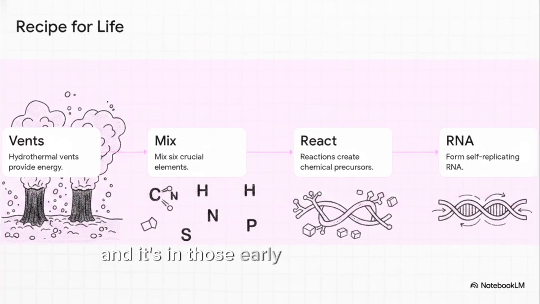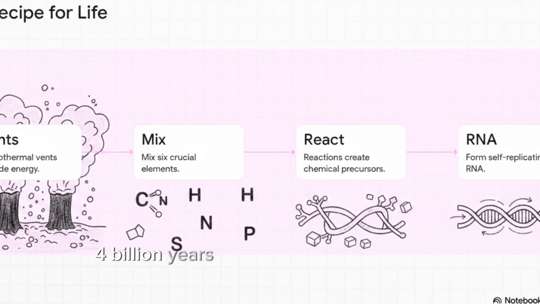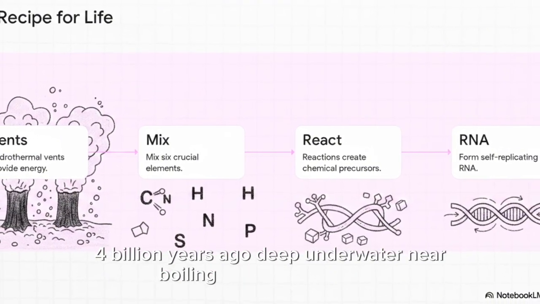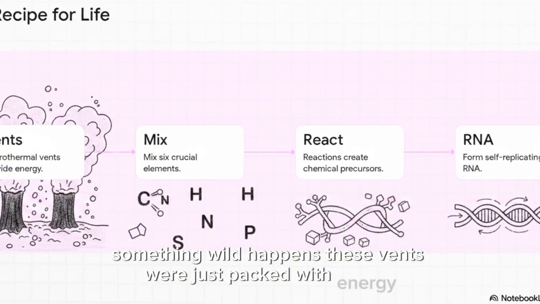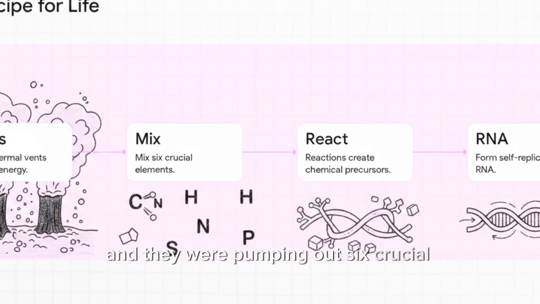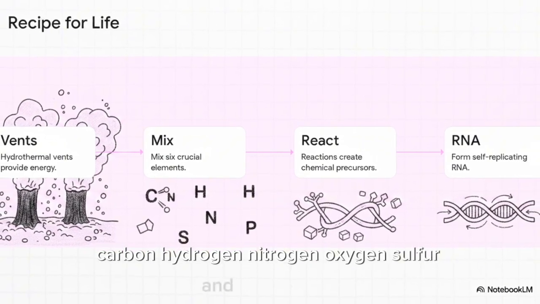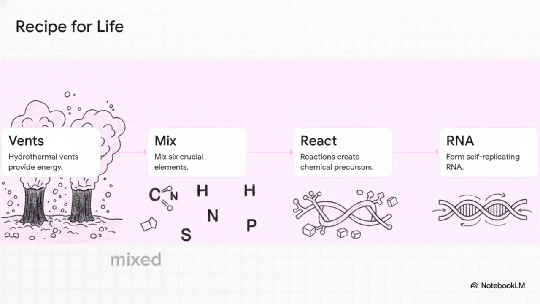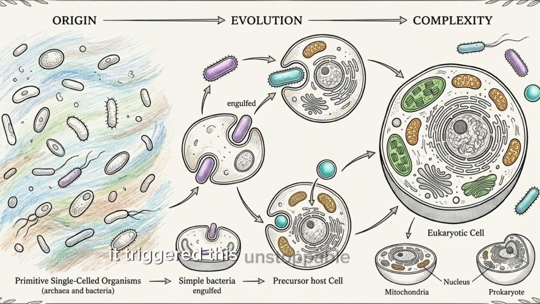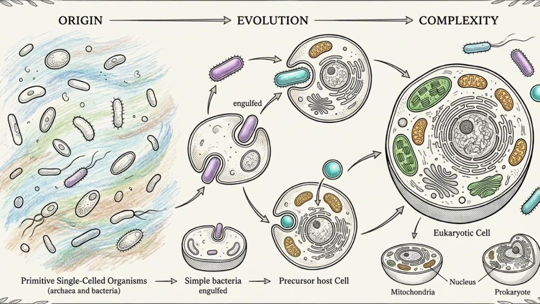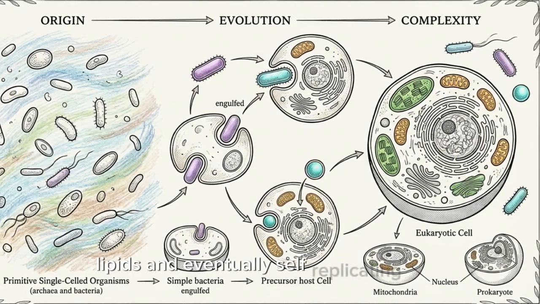And it's in those early oceans where we see the unstoppable recipe for life. 4 billion years ago, deep underwater, near boiling hydrothermal vents, something wild happens. These vents were just packed with energy, and they were pumping out 6 crucial elements: carbon, hydrogen, nitrogen, oxygen, sulfur, and phosphorus. When those elements mixed with nearby ingredients in that extreme underwater environment, it triggered this unstoppable series of chemical reactions. Basically, they created precursors to amino acids, lipids, and eventually self-replicating RNA.